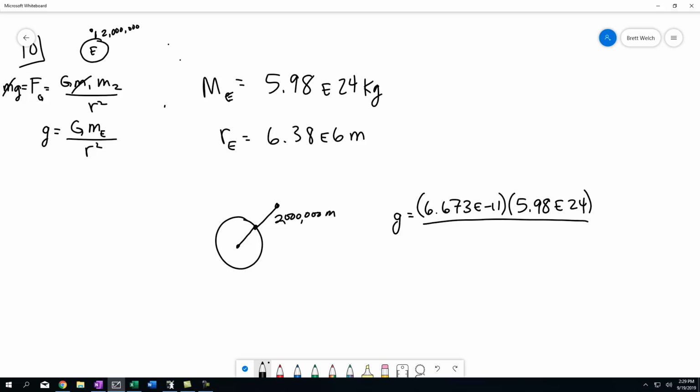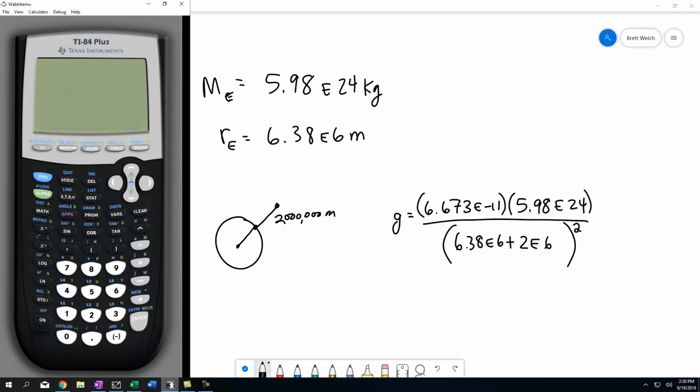All divided by, and this is one of the places we get into trouble. We really need to make sure we get this done right. So I'm going to have 6.38 E6 plus, we had a 2 E6, right? It was 2.0 E6 was the number that we were given. That has to be squared. If you don't get that squared, it's not coming out right.